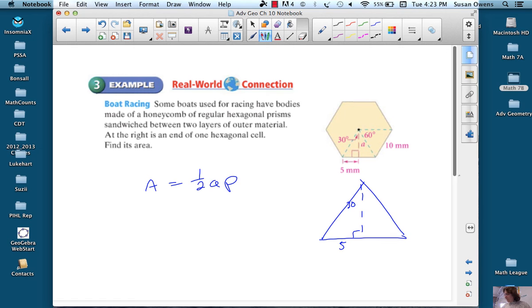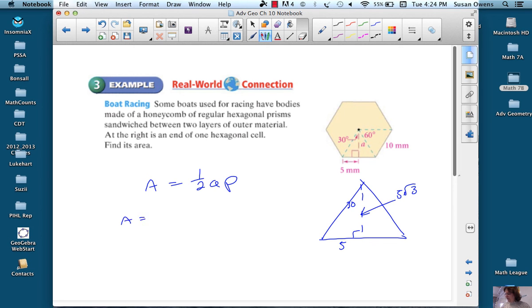So what we have is a 30-60-90. We have the short side. We want to go to the long side. So this is going to be 5√3. You're going to have a lot of 30-60-90s and a lot of trig. Okay? If it's a 30-60-90, try to use your special right triangle stuff. Try not to use trig, because as soon as you use trig, you're going to be rounding.